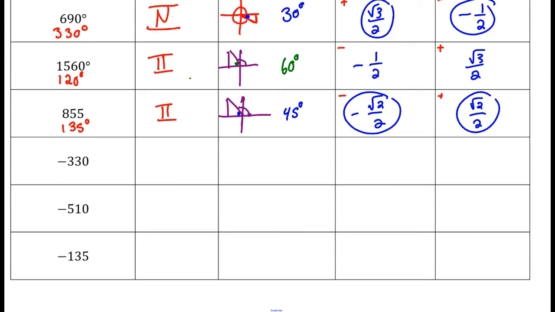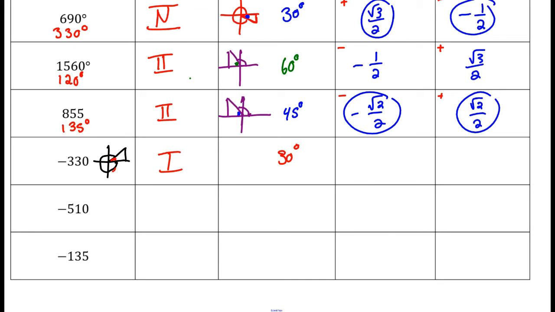Negative 330. There's a couple ways you can do this. You can say, I know how a negative angle measure works. I just need to spin clockwise from the positive x-axis 330. So I end up in quadrant 1. If I spun backwards 330, I'm left with another 30 degrees. So I end up in quadrant 1, and my reference angle is 30 degrees.